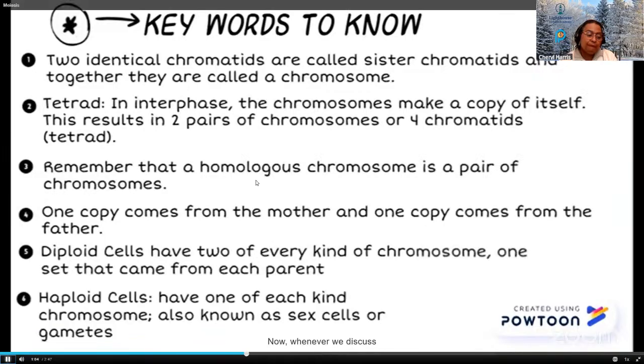All right, so let's look. The word is homologous. That means that they are the same chromosome. And why we say the same is that if you line up one side to the other side, they look identical. Each pair of chromosomes is the same.